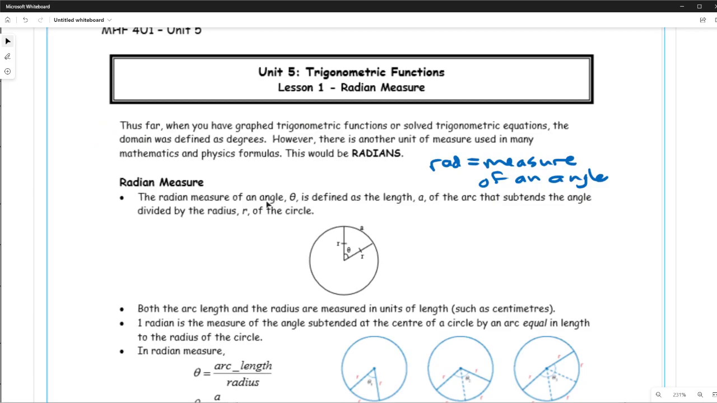So first of all, I said I would talk about some advantages that rads have, and the first advantage is that a degree has nothing particular to do with a circle. 360 degrees is a completely arbitrary number. It doesn't have a special meaning, whereas a rad actually does have a special meaning. And a rad is defined as whatever this angle theta is, so that the length A of the arc that subtends the angle is the radius of the circle.